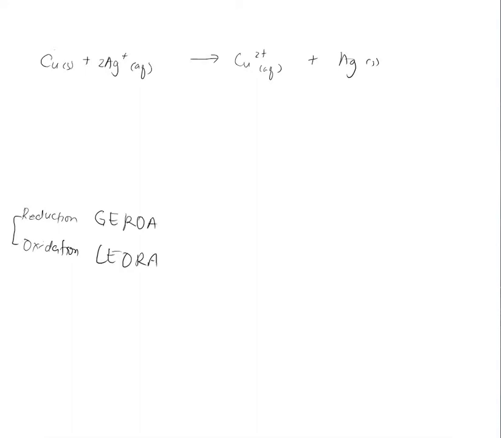Gain electrons: if a substance gains electrons, that means that substance undergoes reduction, and that substance is called an oxidizing agent. And if a substance loses electrons, that means that substance undergoes oxidation, and that substance is called a reducing agent.